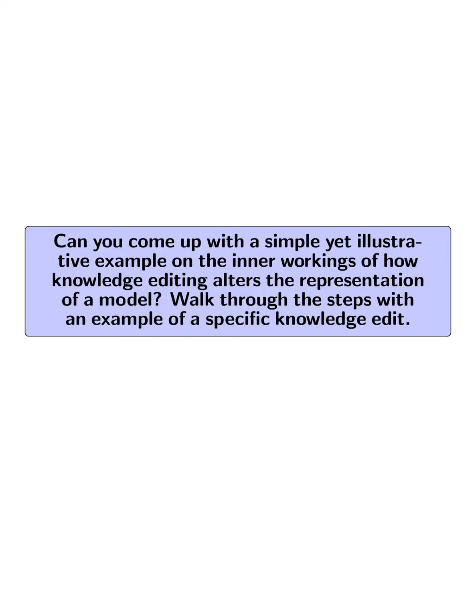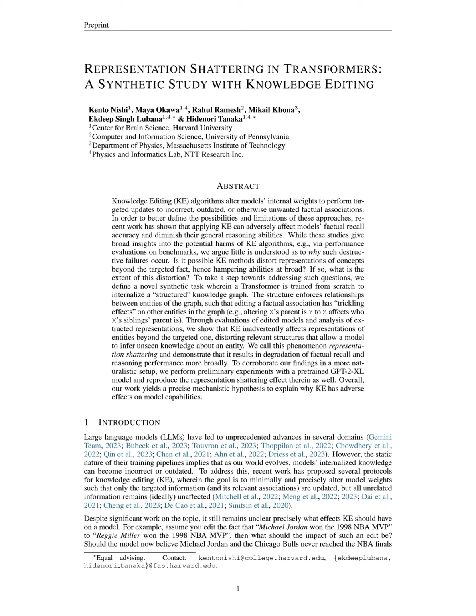Can you come up with a simple yet illustrative example on the inner workings of how knowledge editing alters the representation of a model? Walk through the steps with an example of a specific knowledge edit. A simple illustrative example of how knowledge editing, K, alters a model's representation can be seen through a corrective edit involving the entities January and February in a cyclic knowledge graph of months.